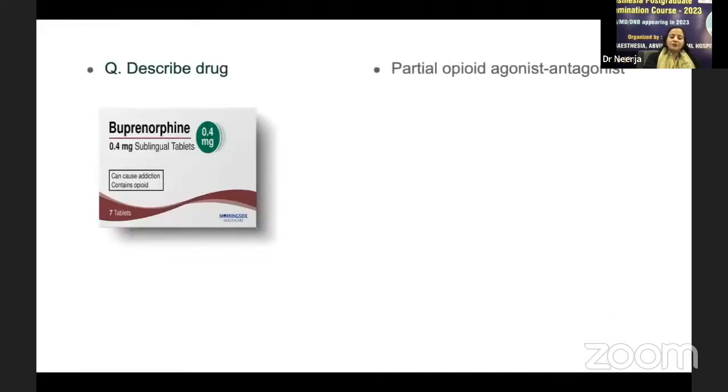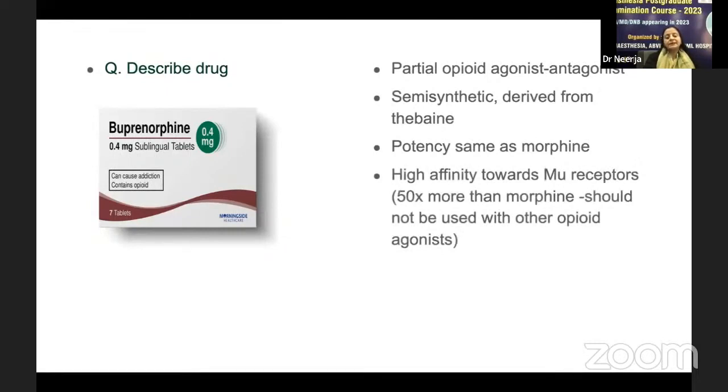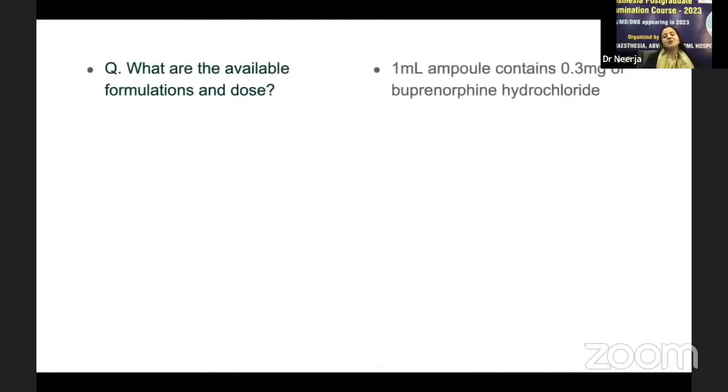Buprenorphine, if you have used it, is very effective, and you also get patches of this drug, right? Generally it is not used as much because it has a very long duration of action. It lasts up to 12 hours or so. That's why people are not using it. 1 ml contains 0.3 mg of buprenorphine.